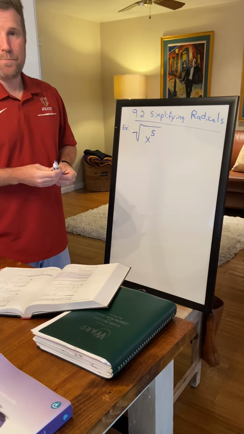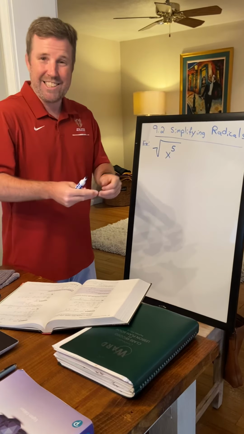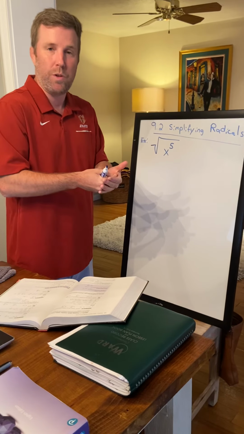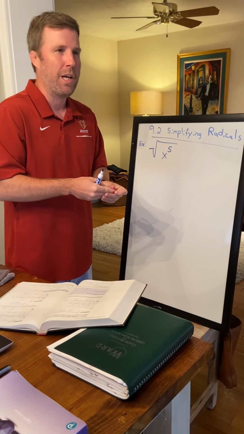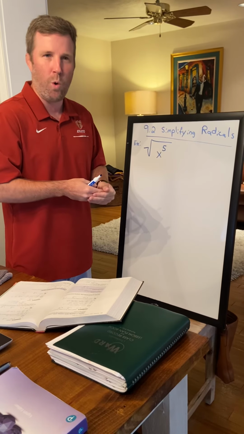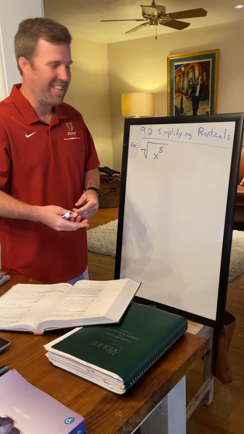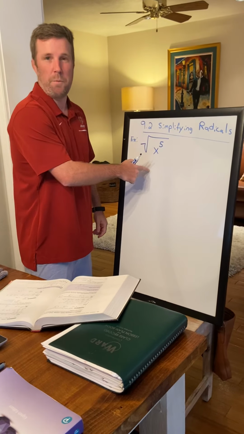So take a look at this. We're trying to find the square root of x to the 5th power. So it's asking what times itself can give me x to the 5th. Well, if I do x squared times x squared, it gives me x to the 4th. If I do x cubed times x cubed, it gives me x to the 6th. So this is not a perfect square.